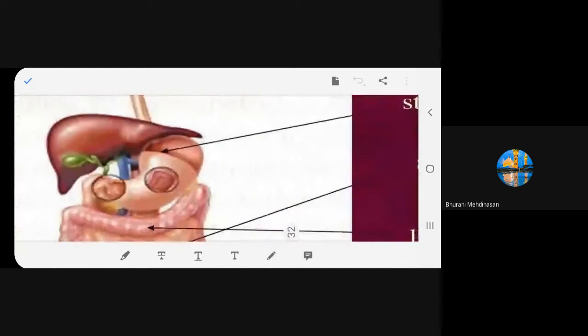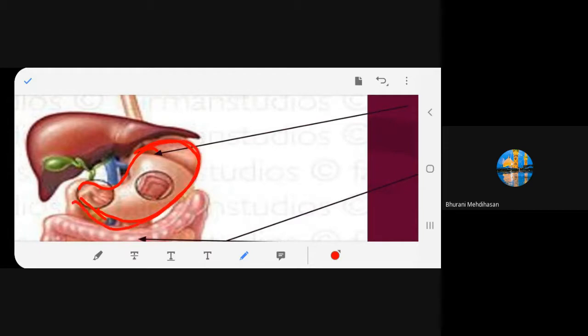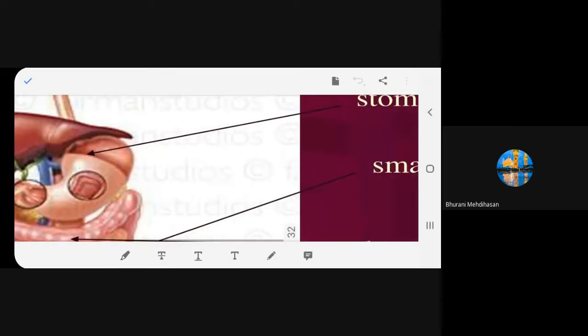Now we have this one. What is this called? I just showed you. What is this called, beta? Don't know? Stomach. It is called the stomach.